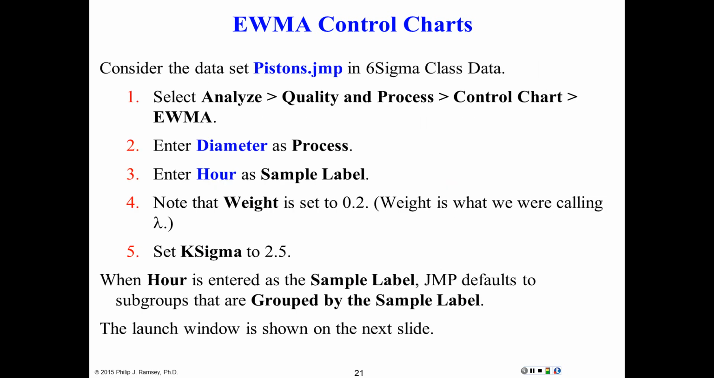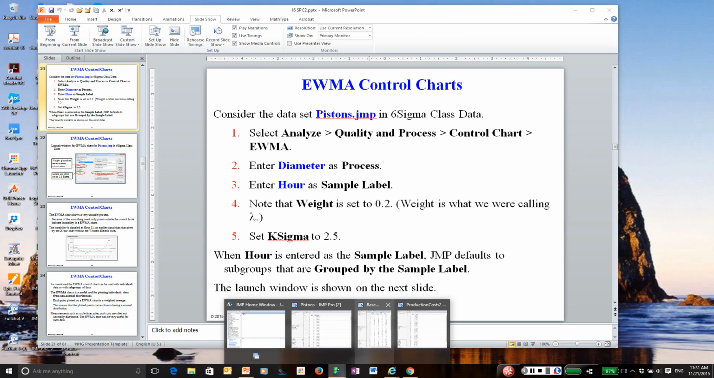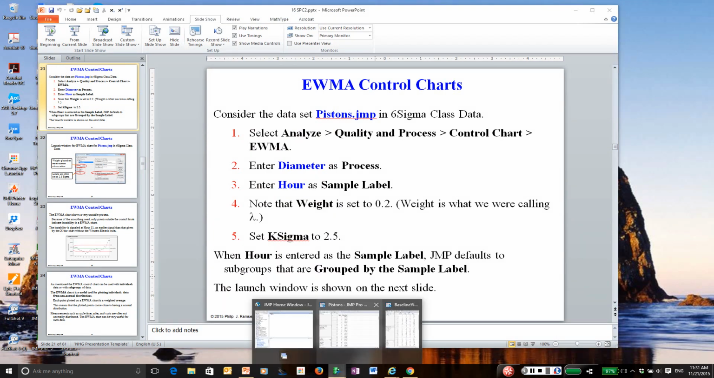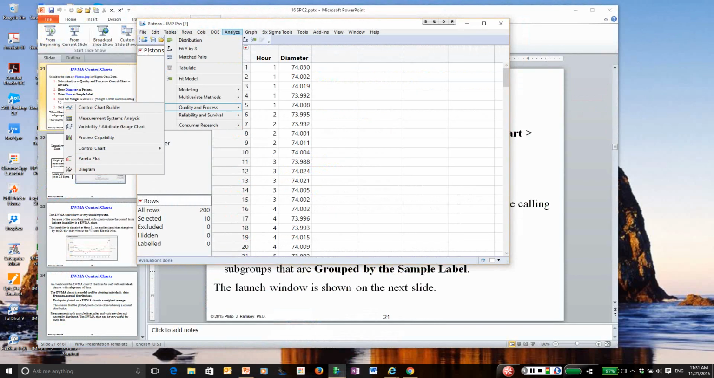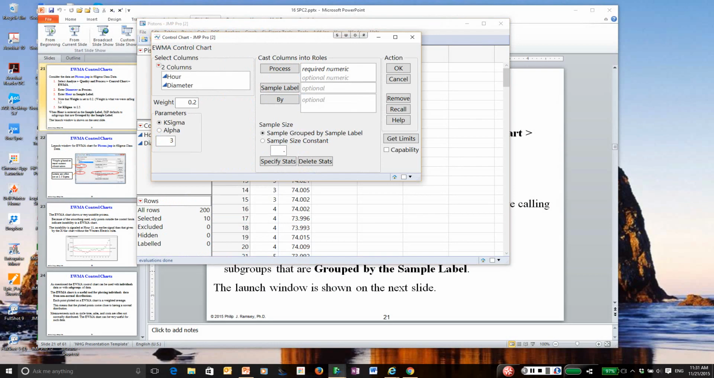So let's start with the pistons data, and I'm going to close that. In fact, we'll just use the pistons data. And I'm going to go to Analyze, Quality and Process, and I think I'll just go to Control Chart. You can do these in Control Chart Builder or in Control Chart. I'll pick EWMA. Okay. So hour is the label and diameter is the process.